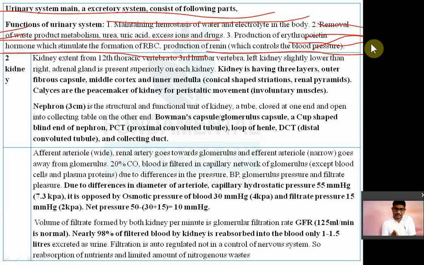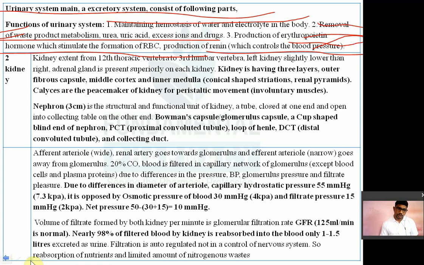Remember, removal of metabolic waste, maintenance of homeostatic electrolyte and water balance, then the production of erythropoietin, then production of renin, and maintenance of blood pressure. So all these are the functions of the kidney. I have listed only the important functions. There are other functions also. Now we'll see the individual organs.